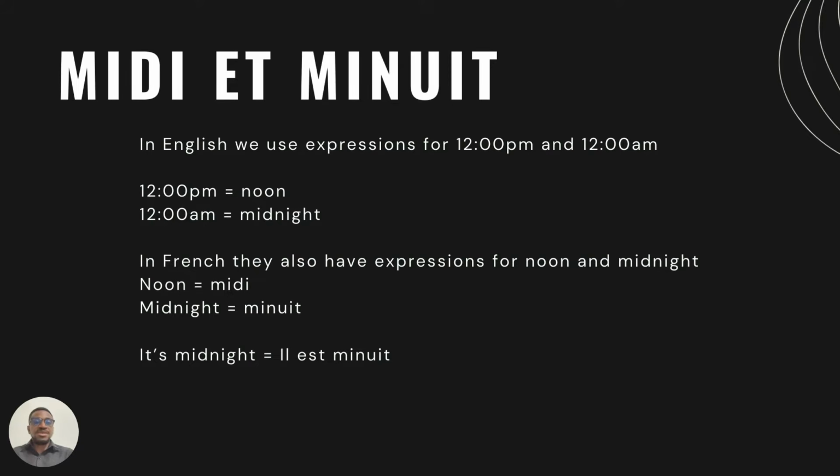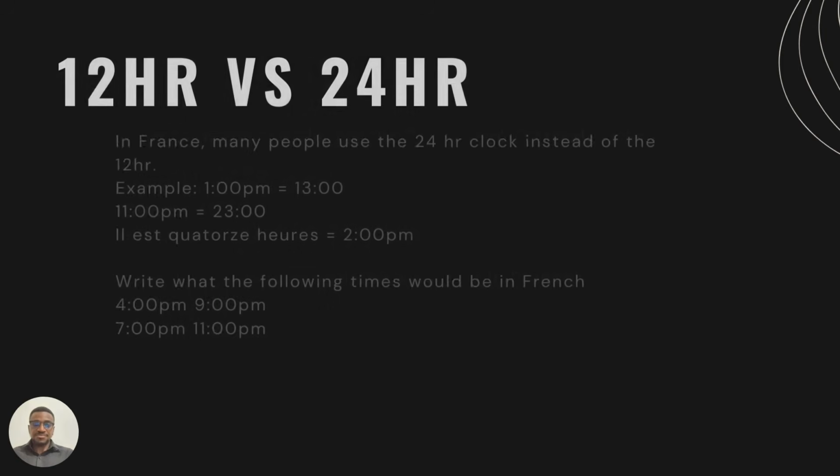So now to move on, there's also these two expressions here. We have midi et minuit. So like in English, we use the expressions for 12 p.m. and 12 a.m. We have 12 p.m., we have noon, and then 12 a.m., we have midnight. So in French, they also have the same expressions. For noon, we have midi. For midnight, we have minuit. So to therefore say it is midnight, we have il est minuit. Same as to say it is midday, we say il est midi.